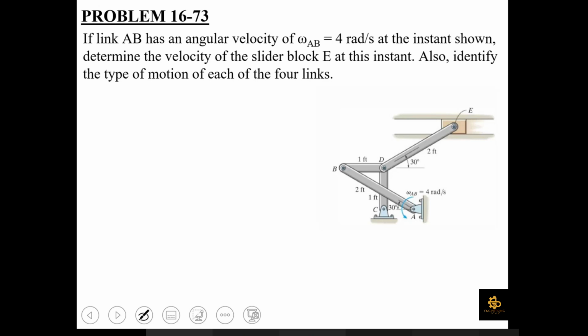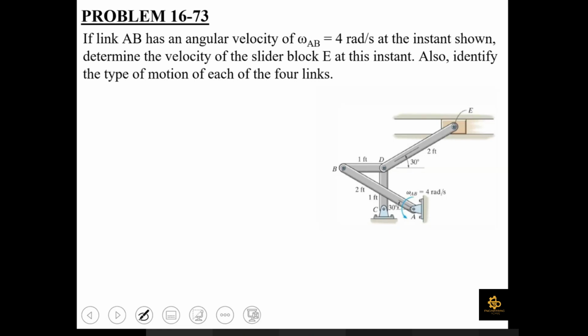So overall you have 5 links. 2 of them are in rotational motion, 2 of them are in general plane motion, and 1 of them is in translation. For the links in rotational motion, you are going to apply V equals omega cross R. For those links undergoing general plane motion, you are going to apply the relative velocity equation in order to solve it. So we need to find out at the instant shown what is the velocity of this slider block E.